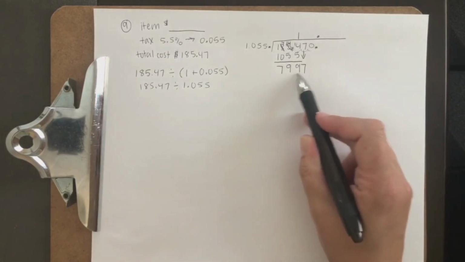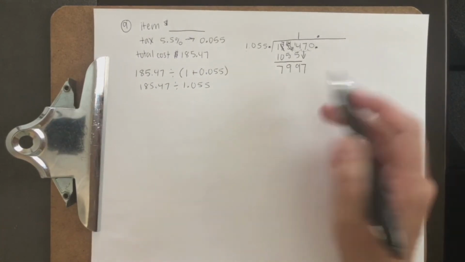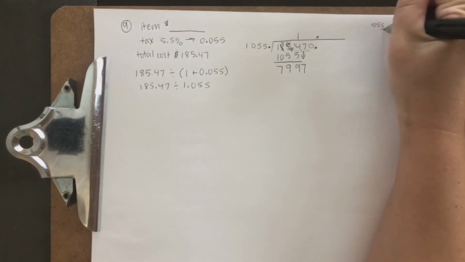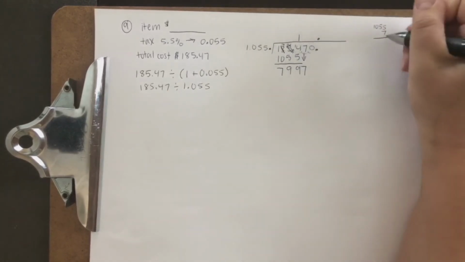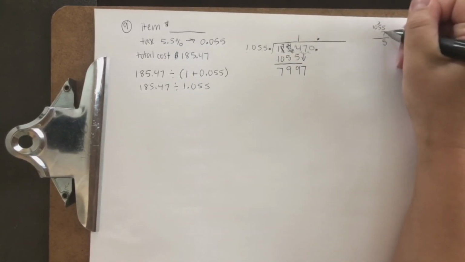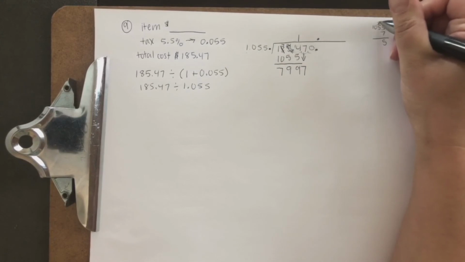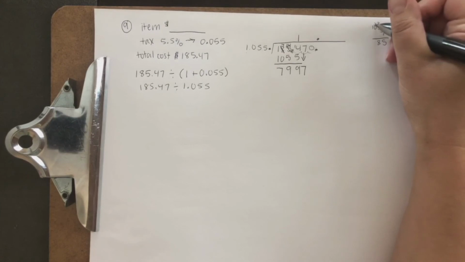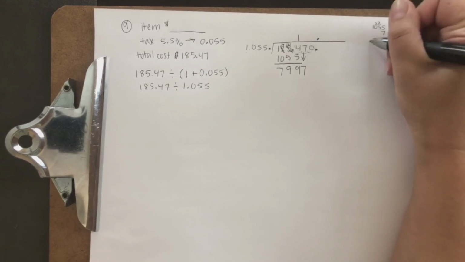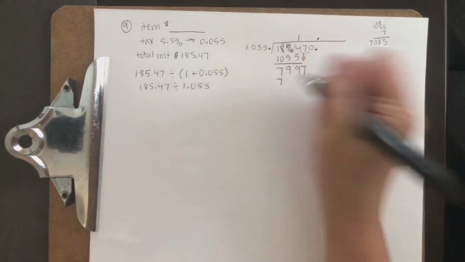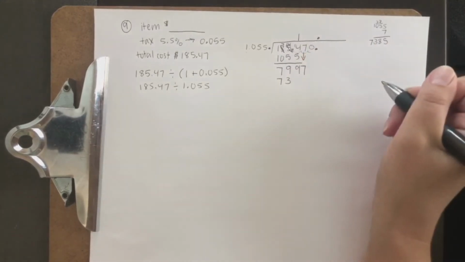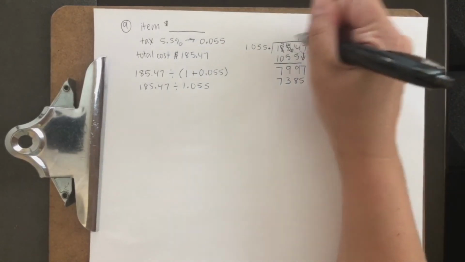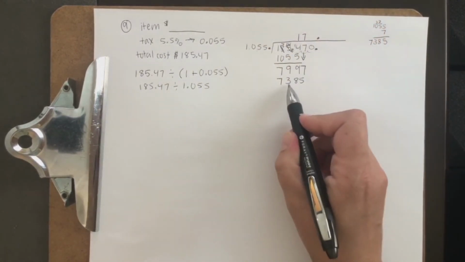1,000 can go into 7,000 about 7 times. So let's do that. 1055 times 7. 7 times 5 is 35, 36, 37, 38. 7 times 0 is 0, plus 3 is 3. 7 times 1 is 7. So 7,385. So that is 7 times 1,055 is 7,385.